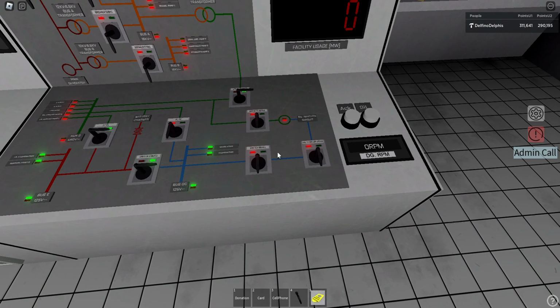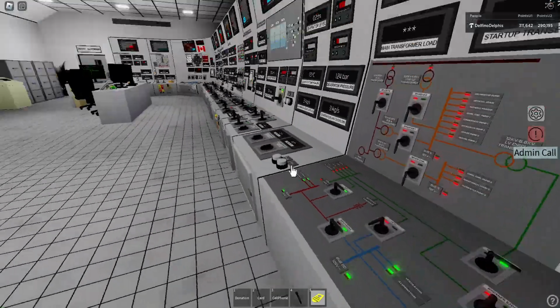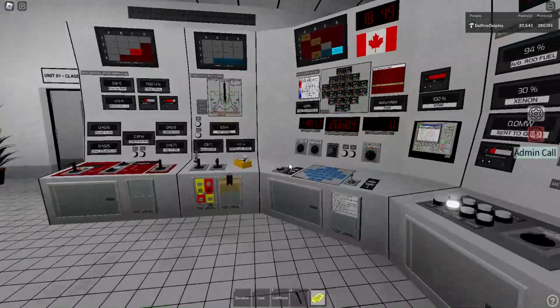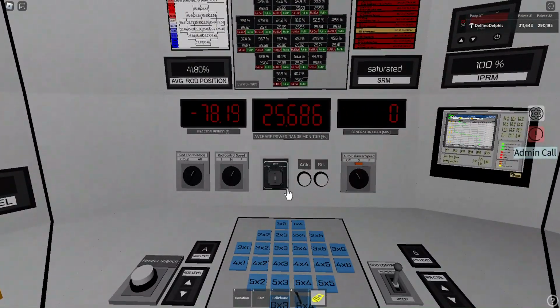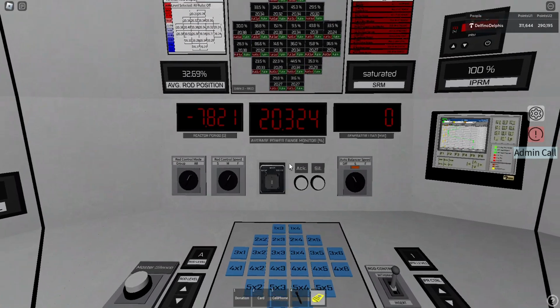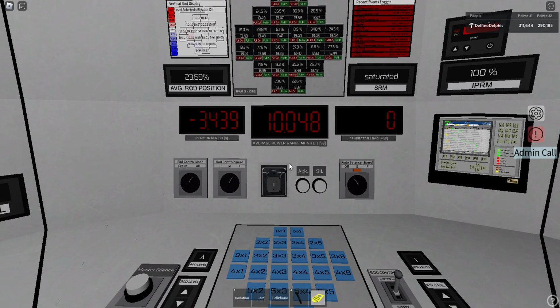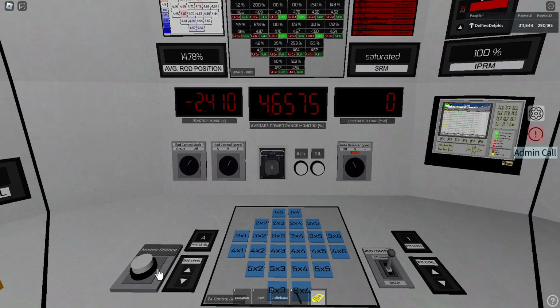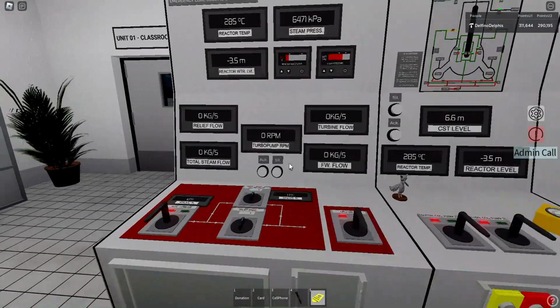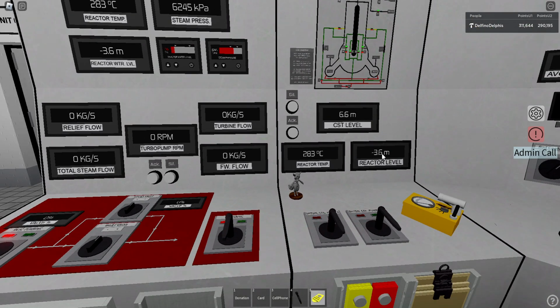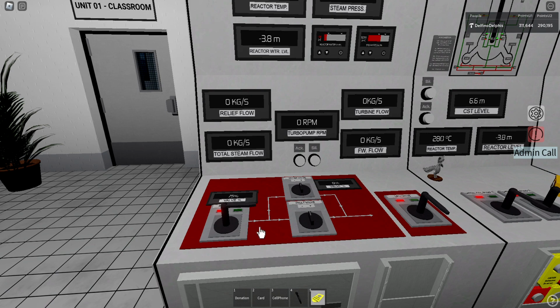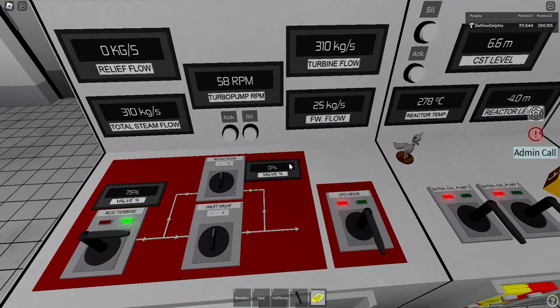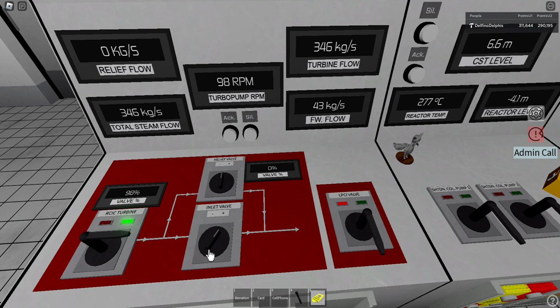I will start the diesel generator. So this is the spark and this is the starter. I have to wait. I have to scram the reactor now, because it cannot work. And now, you see, we are already very low on the reactor level. So I will just start this. Open the inlet valve to maximum.